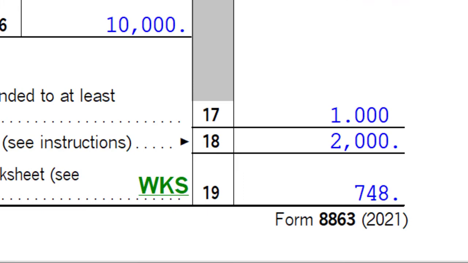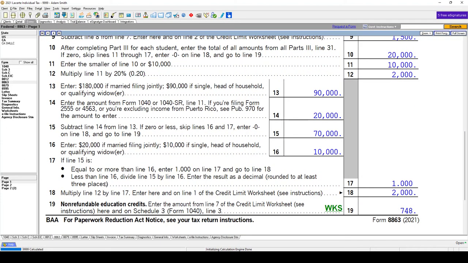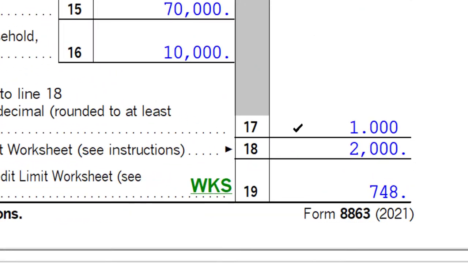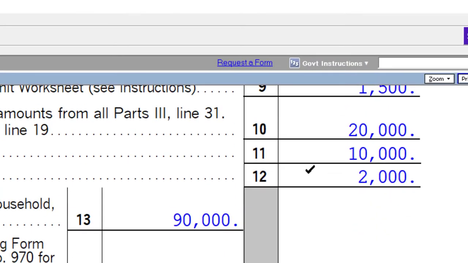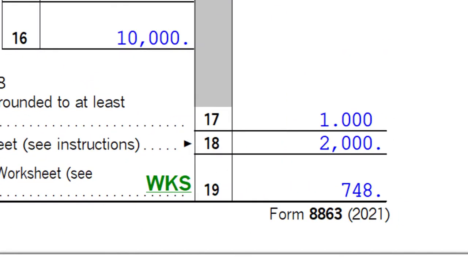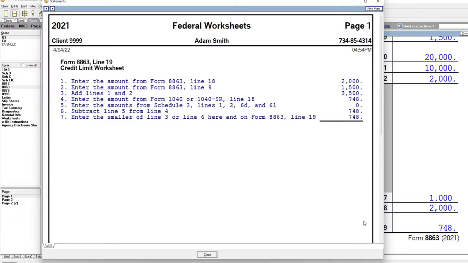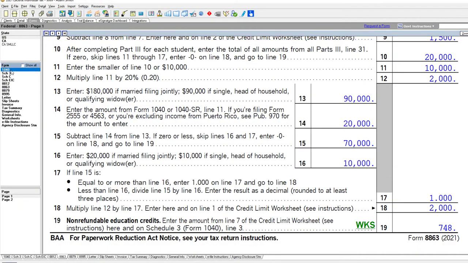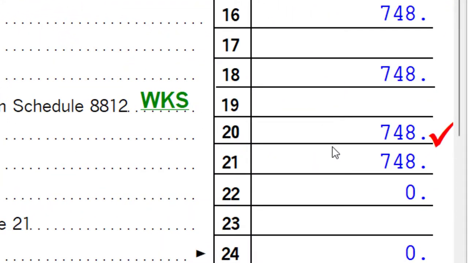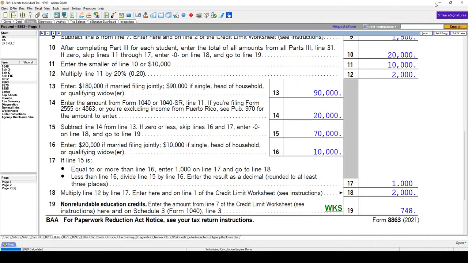Multiply line 12 by line 17. So line 12 is the 20% times line 17, which is the one right now, because I believe that's going to be the phase out threshold. So we had line 12, which is 20%, which was that 2,000, which is currently being maxed out, and then we'll multiply that out. So we got the 2,000 here, and then line 19, non-refundable, because it's non-refundable. In essence, you got your worksheet here, which is limiting it to the tax liability that we can see basically on the 1040. You can see that our tax liability is crimping the amount of the credit, lessening the amount of the credit because it is non-refundable.